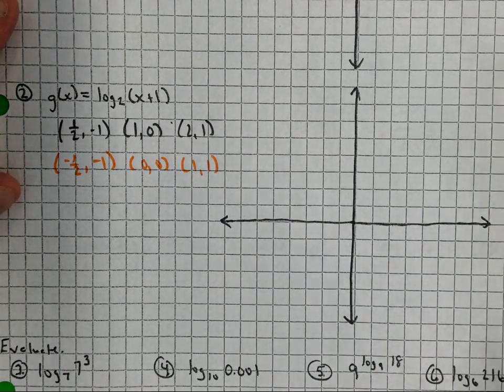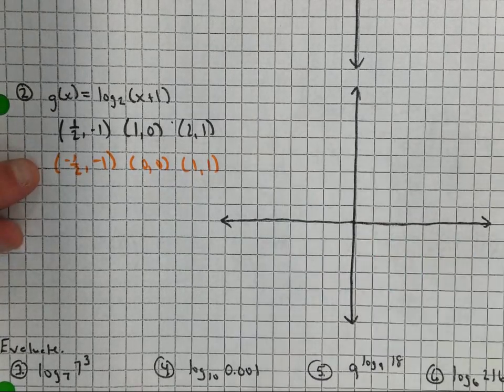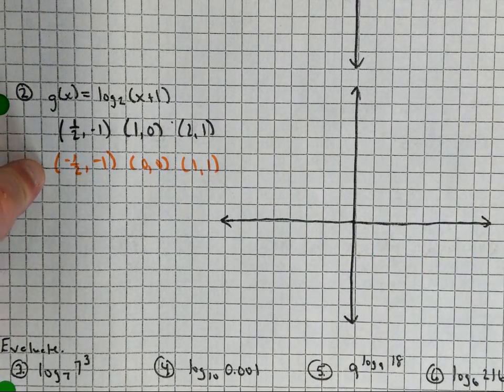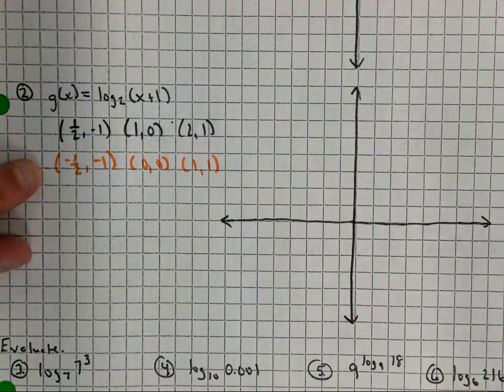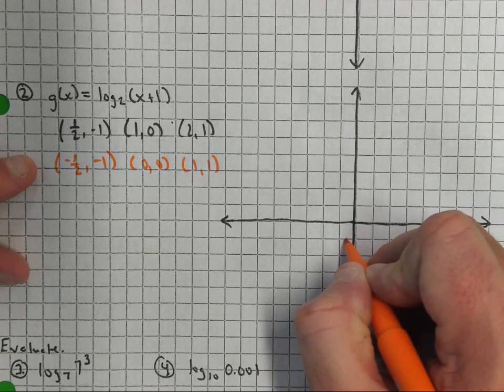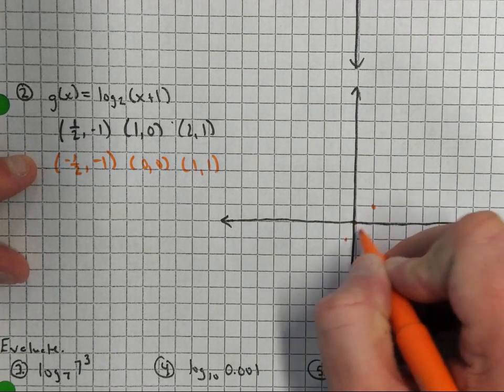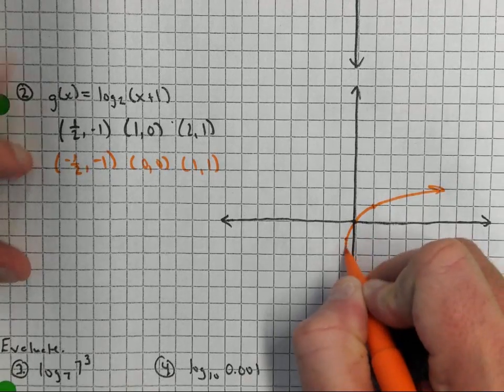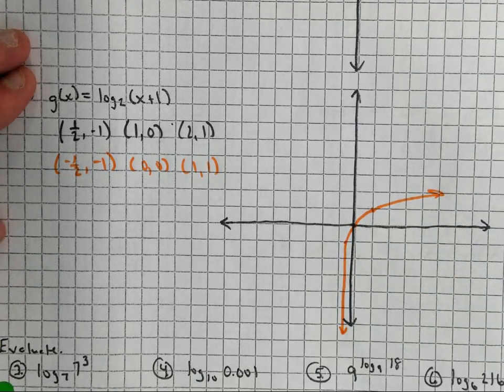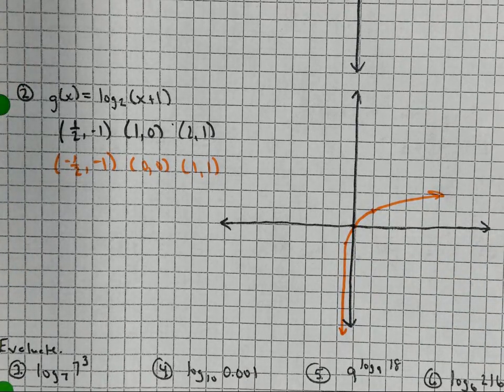I'm going to graph these. Now, you can look at this. Where's my asymptote going to be located? X equals negative 1, isn't it? So I'm going to have negative 1/2, negative 1, 0, 0, 1, 1. My range is all real numbers, but my asymptote is at x equals negative 1. Do we see that?